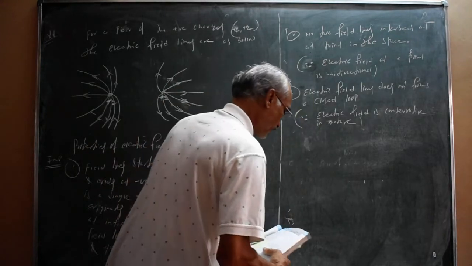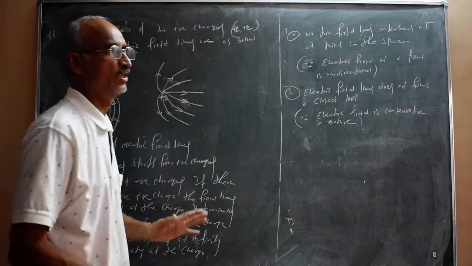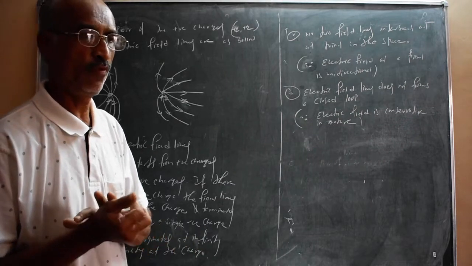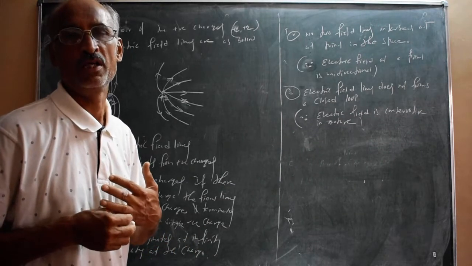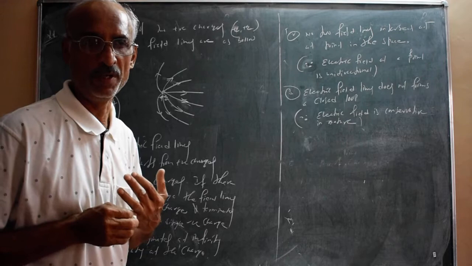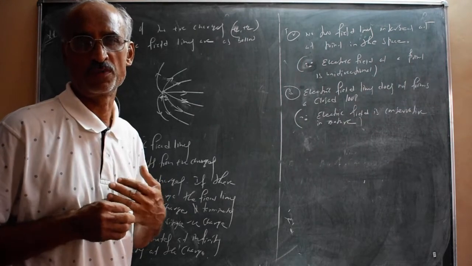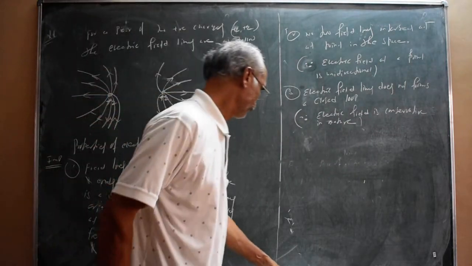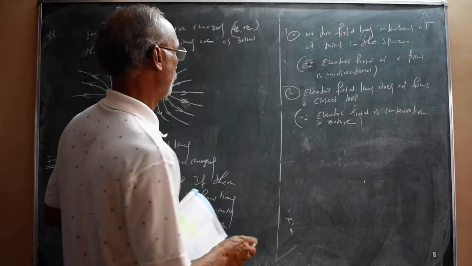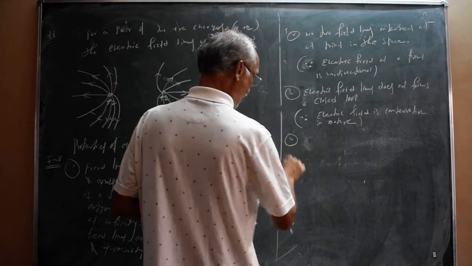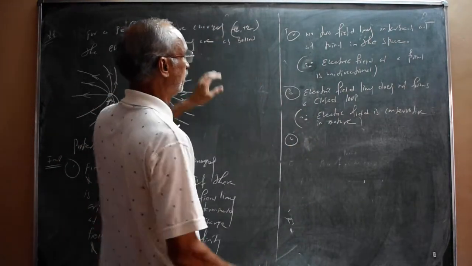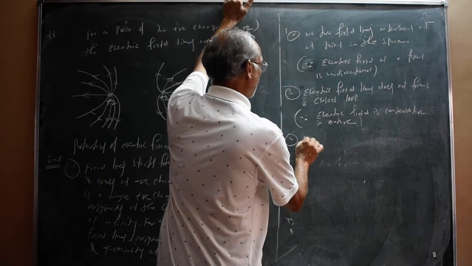Conservative forces. The definition of a conservative force: a conservative force is that force whose work done is path independent, and the path does not form a closed loop. And the fourth one is the direction of the field at any point.